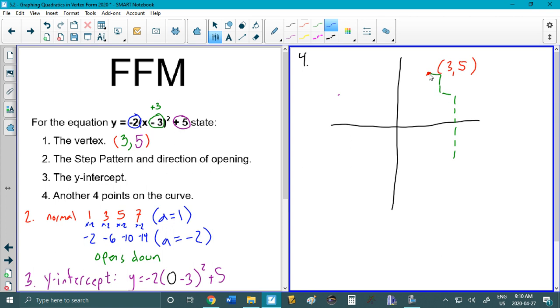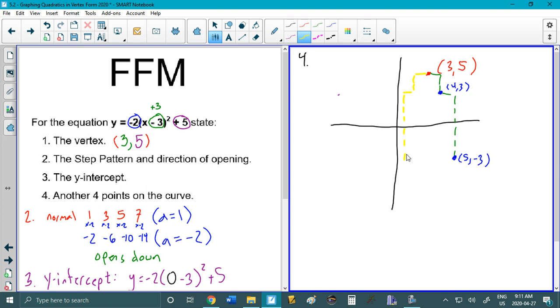Okay, so this first point, if we go over 1, we're at 4. And if we go down 2 from 5, we're at 3. So 4, 3. And then if we go over 1, we're at 5. And then down 6 was the next step. So from 3, we go 2, 1, 0, -1, -2, -3. So this is 5, -3. And we can keep going over and down, but remember, we can use the axis of symmetry.